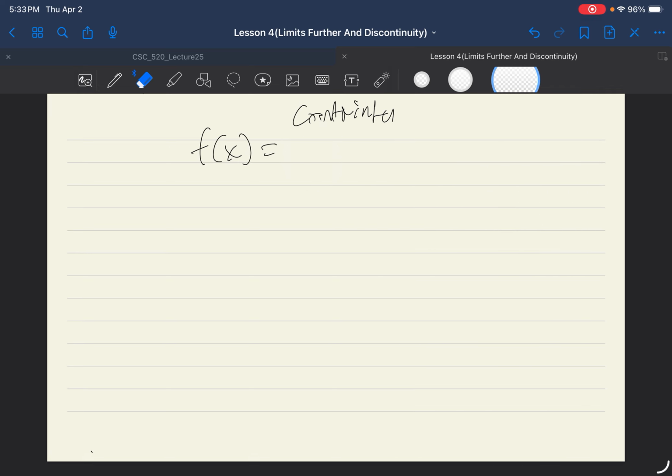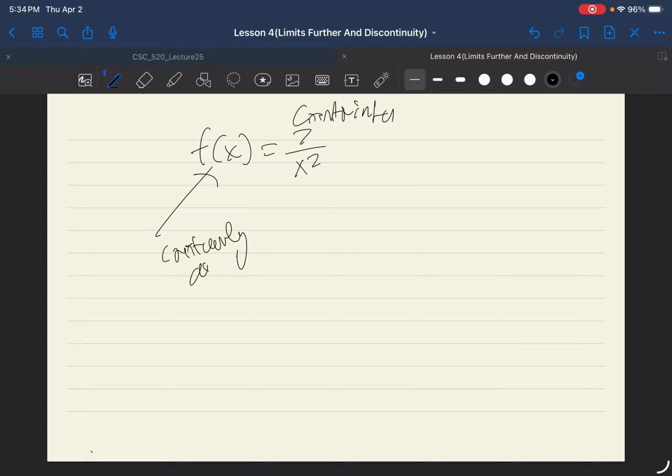So let's do 7 over x squared. And then I want you to try to find continuity at x equals 0. All right, I'll give you 3 seconds. Pause the screen. 3, 2, 1. All right. So the limit as x approaches 0 from the right, is that going to be equal to the limit as x approaches 0 from the left? Well, let's check.